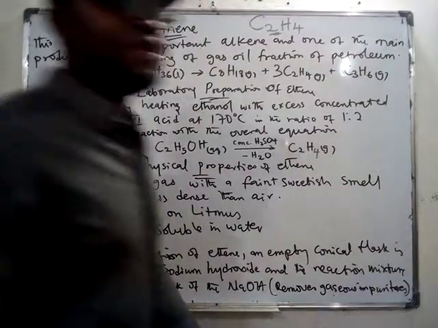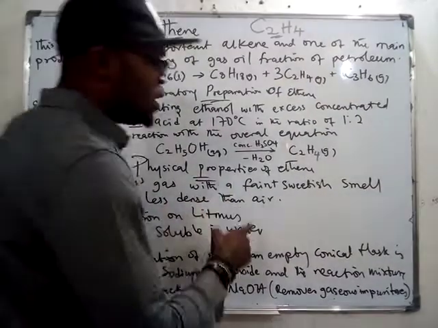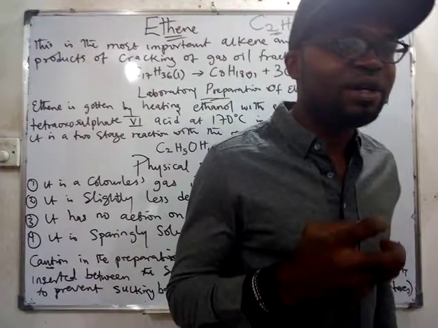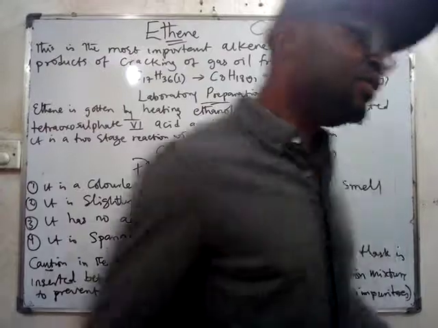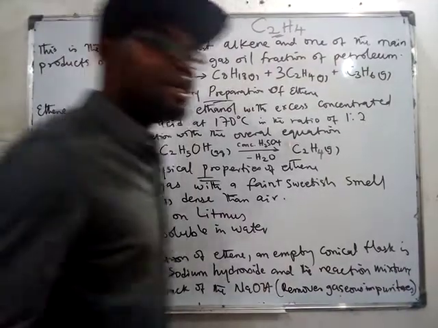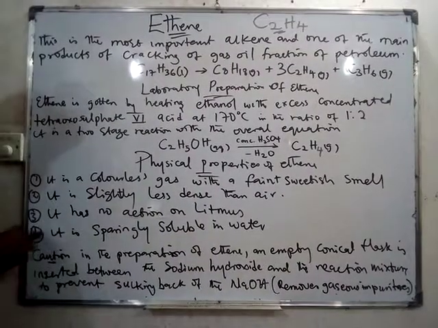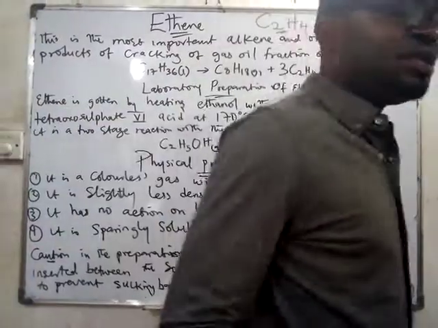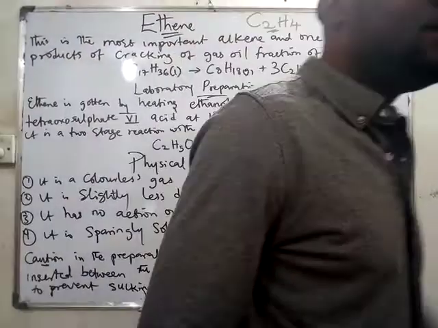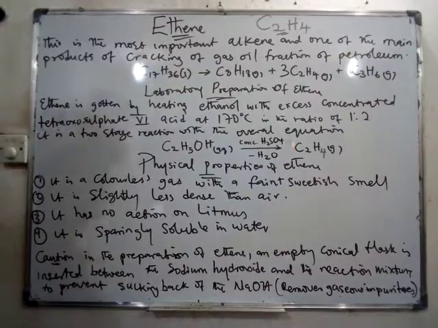What are the physical properties of ethene? How do you recognize ethene when you see one? Number 1, it is a colorless gas with a faint, sweet smell. So when you come across a gas that has a faint, sweet smell, but it is still colorless, you suspect that the gas should be ethene. It is slightly less dense than air. So if you keep air and keep ethene, ethene will be on top because it's less dense. It has no action on litmus paper, showing that it is neutral, isn't it? It is sparingly soluble in water. That means it doesn't dissolve in water so easily. It is only slightly soluble in water.